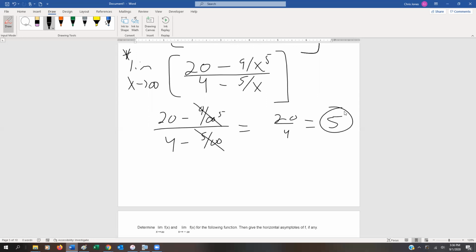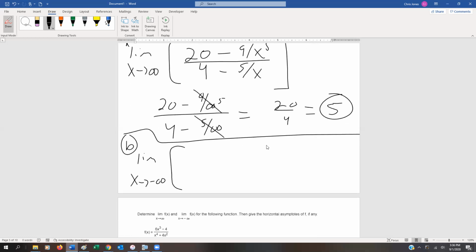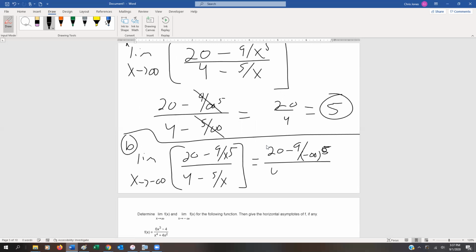So for part B, we would just say the limit as x approaches negative infinity. And we could just reuse this step because all we did was algebra. We didn't apply the limit at this point. So that would be 20 minus 9 over x to the fifth, divided by 4 minus 5 over x. We would substitute negative infinity in here. So that's 20 minus 9 over negative infinity to the fifth, divided by 4 minus 5 over negative infinity.